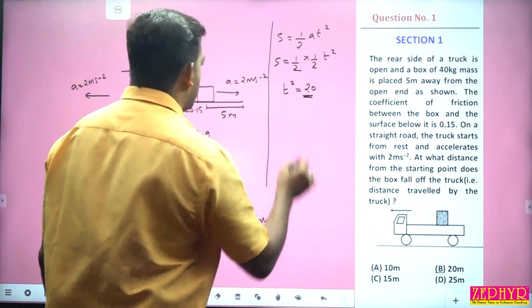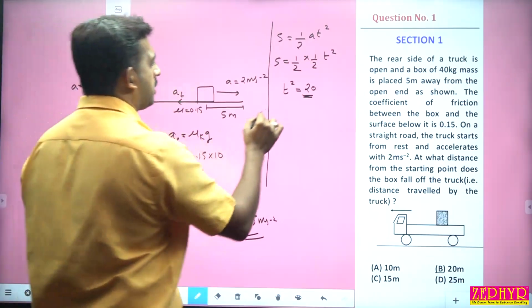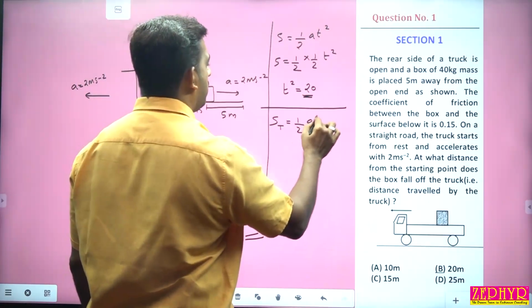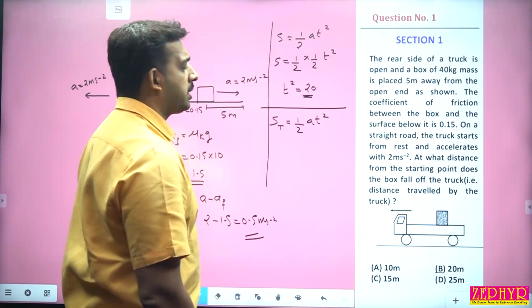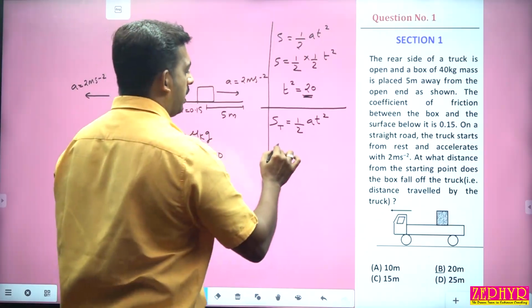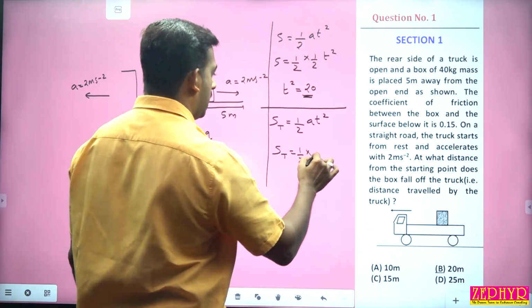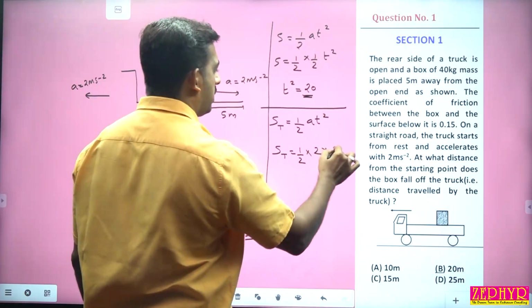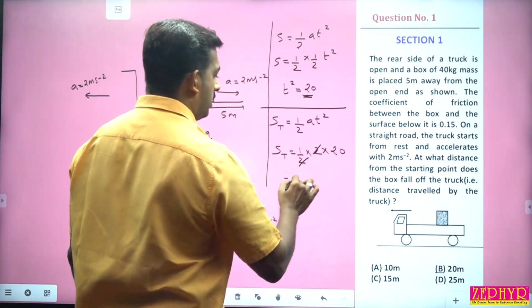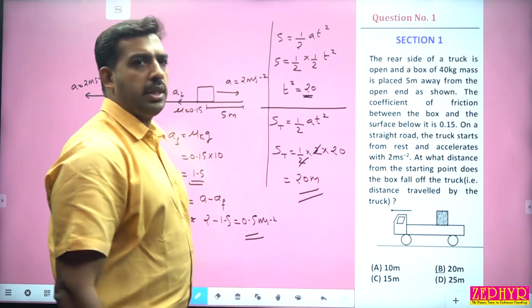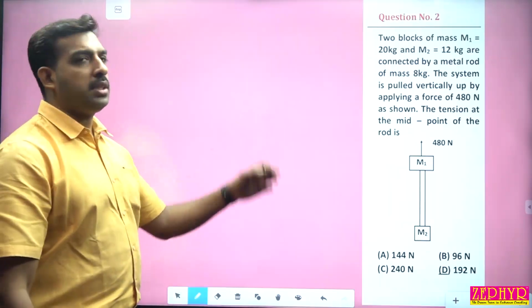Now, for that time, what is the distance traveled by the truck? The distance traveled by the truck is equal to 1 by 2 into a into t square, because the truck is starting from rest, so the initial velocity is equal to 0. S is equal to 1 by 2 into the acceleration of the truck, 2 meters per second square, into t square, which is 20. So the answer is 20 meters. The distance traveled by the truck is equal to 20 meters. Is it clear?